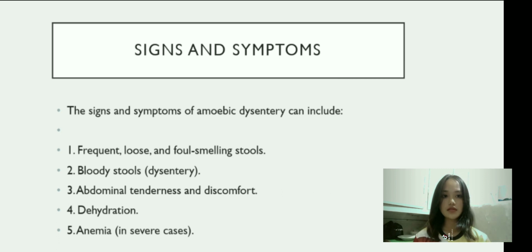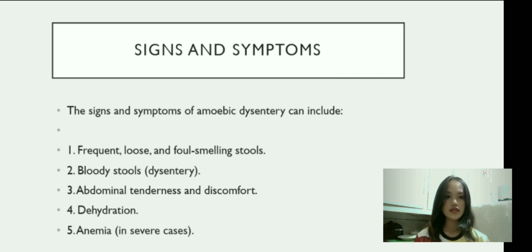Next is abdominal tenderness and discomfort. Individuals with amoebic dysentery may experience abdominal pain and tenderness, which can range from mild to severe. The discomfort is often localized in the lower abdomen. Then, dehydration. Diarrhea, especially when prolonged or severe, can lead to dehydration. Symptoms of dehydration may include increased thirst, dry mouth, decreased urine output, and fatigue.